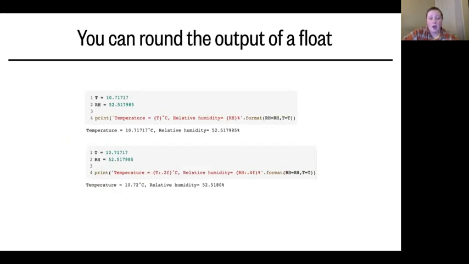You can also format the outputs of your strings. So for example, we can round the output of a float, right? We have temperature equals 10.71717, and relative humidity equals 52.517985.